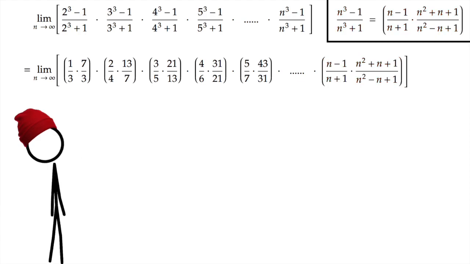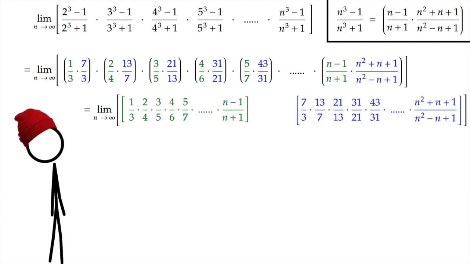Okay, next we're going to split these fractions into two groups. The first fraction, the third fraction, the fifth, the seventh, etc. Let's color those ones green. And the second fraction, and the fourth, and the sixth, and eighth, etc., let's color them blue. And then we'll put the green fractions on the left side, and we'll put the blue fractions on the right side. Yeah, like this. Okay, nice.